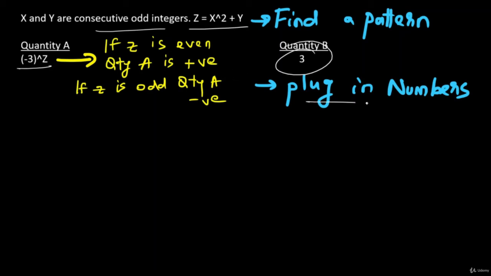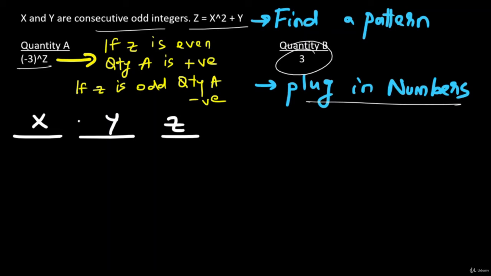Now let's start by plugging in numbers. We have x, y and z, right? And that will determine the value of quantity A and quantity B. Now I need to choose x and y such that they are consecutive odd integers. Now one possible set is let x be 1 and y be 3. Now if that is taken, then z is equal to 1 plus 3, right? 1 square is 1 itself, and 1 plus 3 gives you 4. So z is equal to 4. In this case, quantity A is minus 3 to the power 4, right? That's the same as 3 to the power 4, and that is greater than 3, right? So in this case, we have quantity A greater than quantity B.